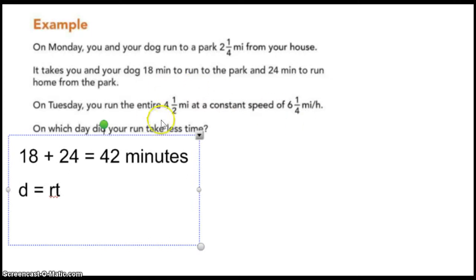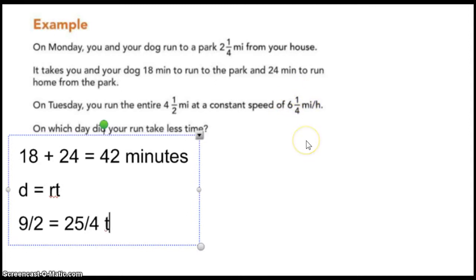I'm going to change it into an improper fraction. So 9 over 2. That's our distance because it says miles. 2 times 4 is 8 plus 1 is 9. That's how I got that. Now we also know the rate. That's the same thing as speed. 6 1/4 miles per hour. So we'll take 4 times 6, which is 24, plus 1 more, which is 25, and make our improper fraction.